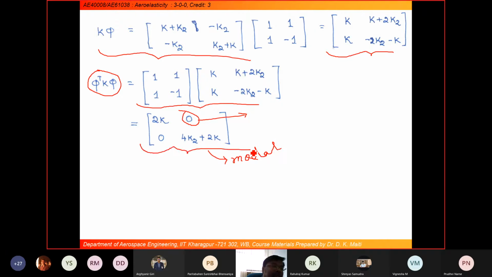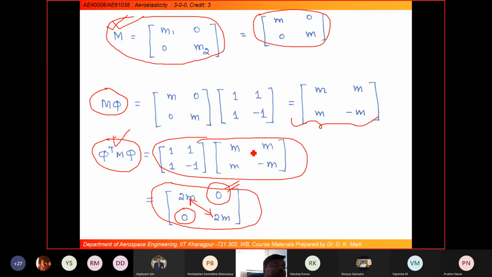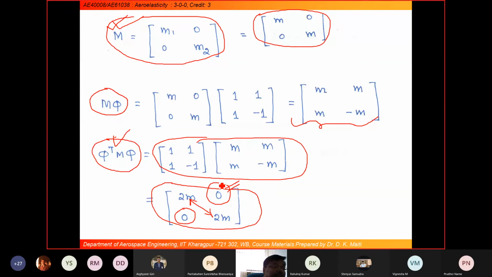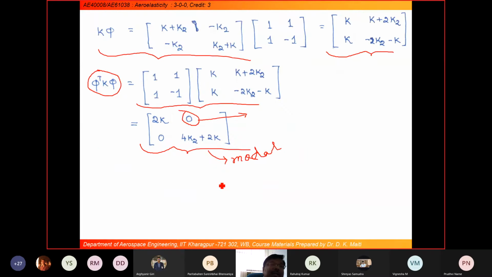Though it is a simple system, I am showing that both the mass matrix and stiffness matrix come out diagonal. If you look at these two equations, after transformation we actually get two single degree of freedom systems, because the off-diagonal terms are not there. So if I give modal displacement to mode 1, only mode 1 will vibrate. Similarly, if you give it to mode 2, only mode 2 will vibrate. Is it clear what I am saying?